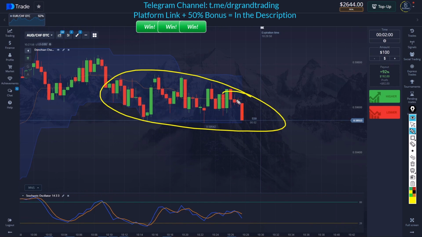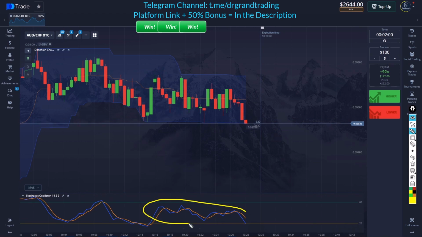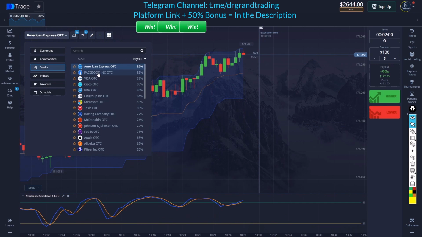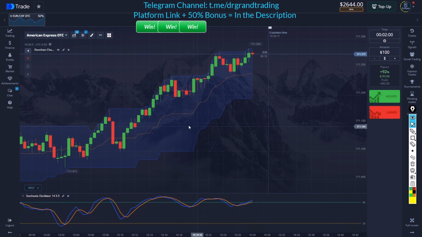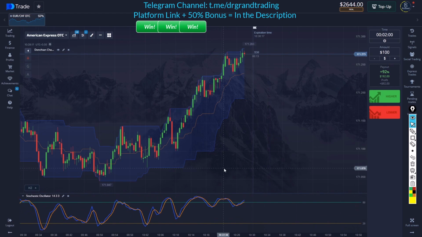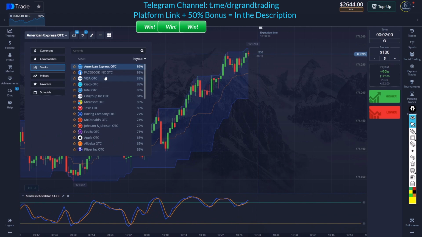These are the pairs that you have to avoid. You see that? It's in the middle. So if that's in the middle, we're not going to take our trades on that. You should go to the stocks. And also some pairs that are like this, just spending a lot of time up there and they don't drop. That's another sign that it's not a very good market to take your trades on.